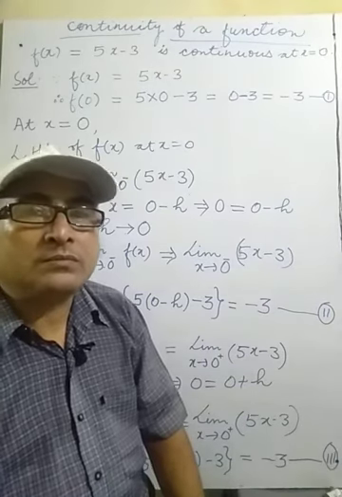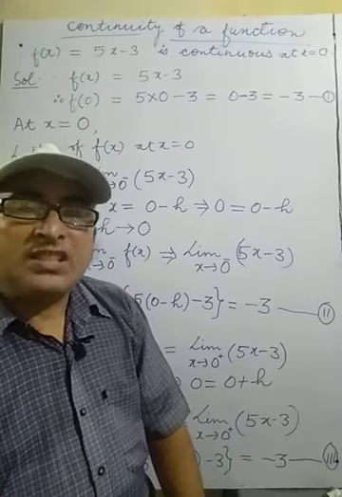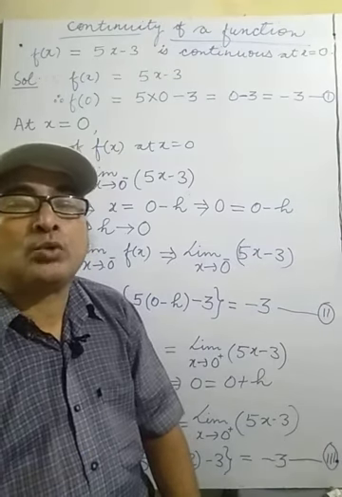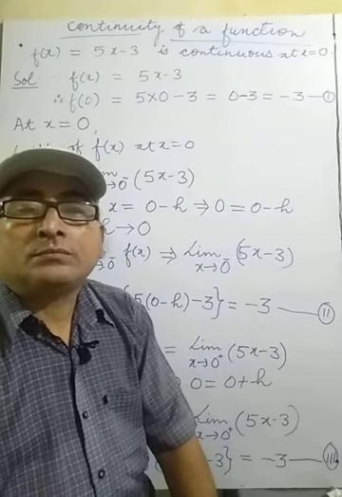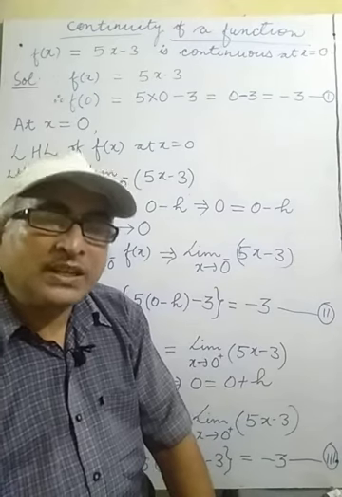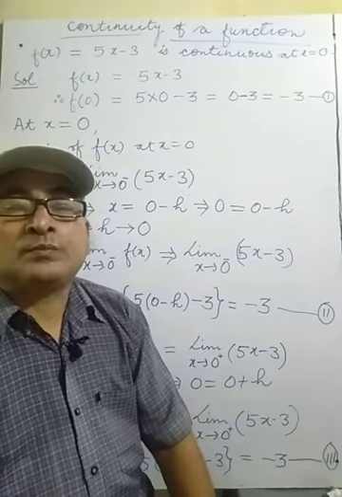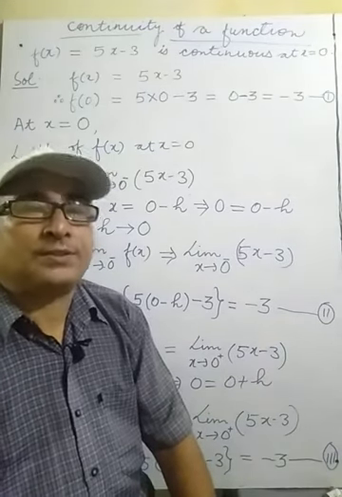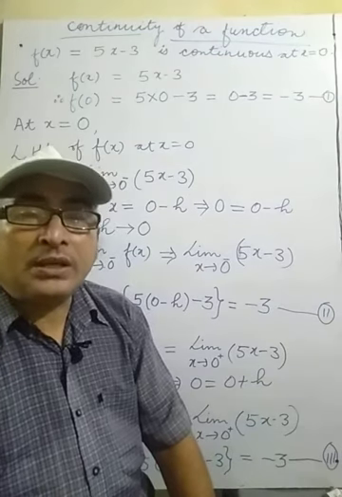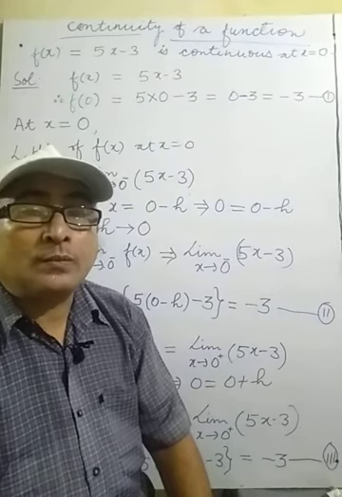We also try to check discontinuity. If the left hand limit is not equal to the right hand limit, then certainly the function is discontinuous, and we can say the function is discontinuous at that particular point. Suppose x is equal to a, then at x equal to a the function is discontinuous because the left hand limit is not equal to the right hand limit.